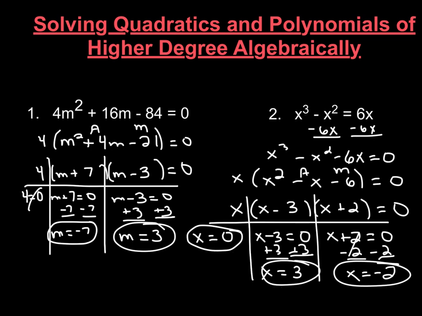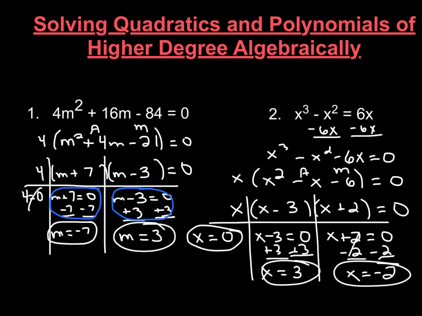The second thing I want to point out is when you go to solve these, let's look back at number 1. When we had m plus 7, our answer always has the opposite sign. It's m equals negative 7. And when we had a factor of m minus 3, our answer had the opposite sign. It's m equals positive 3. So if you want to skip this step that I'm circling right here, you can skip that. You can just jump down from the factor to the solution.